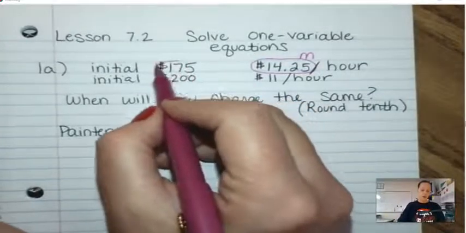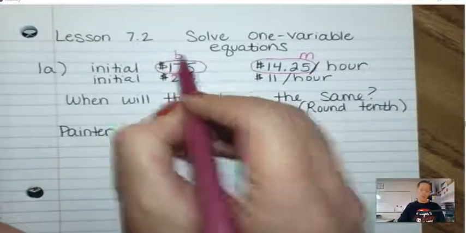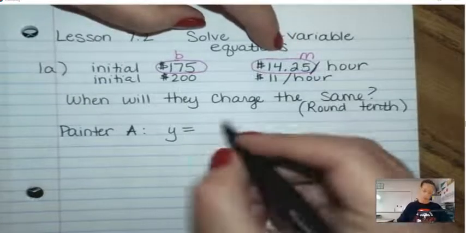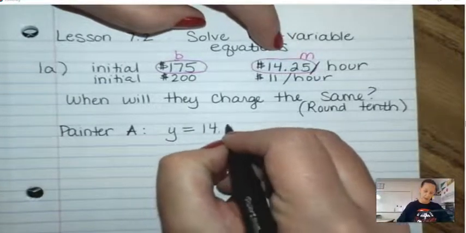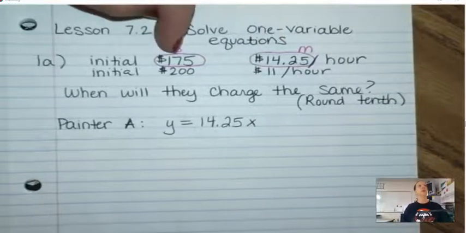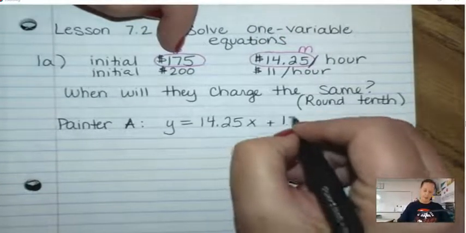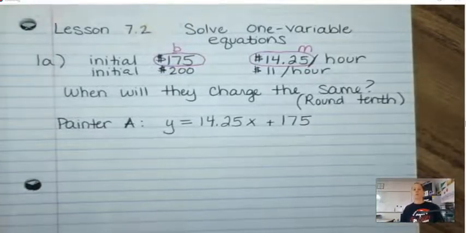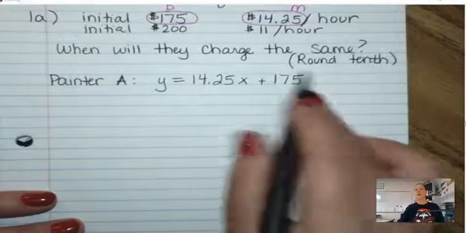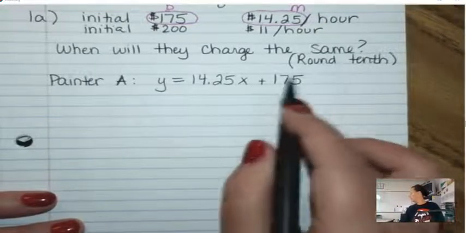And your starting rate, that's your y-intercept. That'll be your B. So when you put it into y equals mx plus b, the M is the slope. So go ahead and put y equals 14.25, then we always put an x, and then the y-intercept, so plus 175. So that painter has a slope of $14.25, but starts at $175.